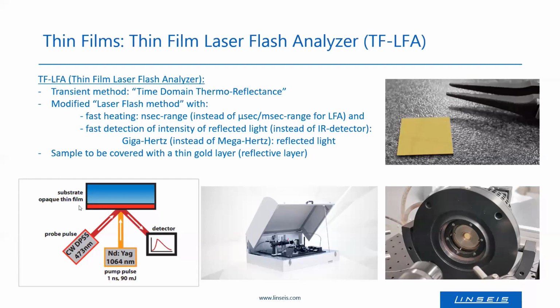One important topic is that you do not do the measurement directly on the thin film, but you have to cover the thin film by a thin layer of gold, which is a reflective layer, and it serves as a kind of a thermometer because the reflectiveness as a function of time is known. So a typical sample is a sample covered with gold. So every sample you analyze is yellow. You put this sample in the sample holder in a furnace, which is here inside the TF-LFA, the thin film laser flash analyzer.